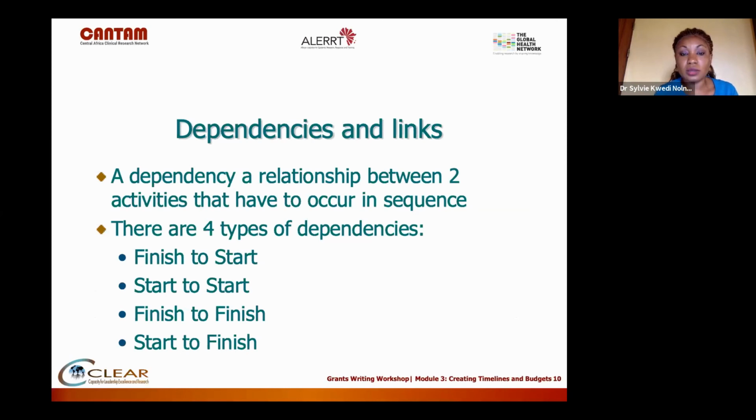Now, I talked about dependencies and links. When you have tasks that need to be completed, you need to know what task depends on another task in order to meet your objectives. I was talking about ethical clearance before.